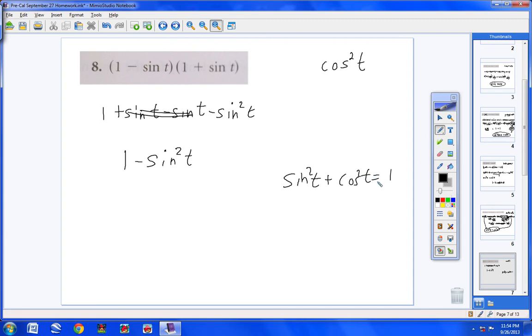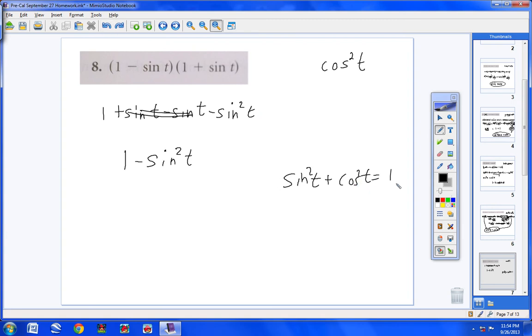It's on your Pythagorean identity sheet. But hold it. If I took this sine squared right here and brought it to the other side and made it negative, I would then have cosine squared t equals 1 minus sine squared t. So there we go. And so now for sine squared t, no, excuse me, did I move the wrong thing? I hate it when I do that, guys. Sorry about that. I moved the wrong thing.